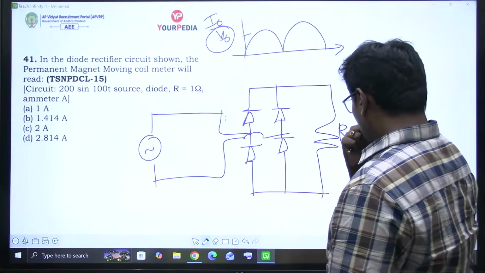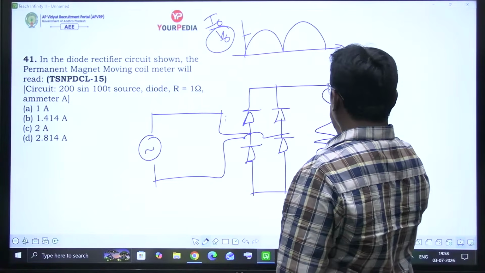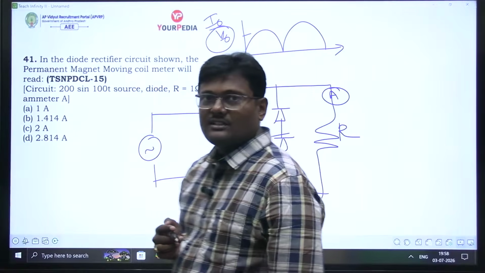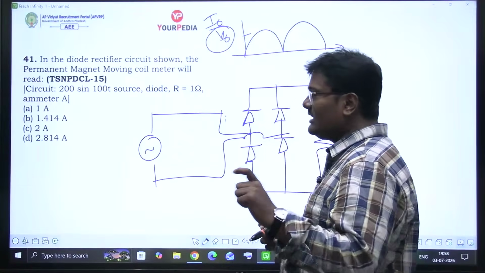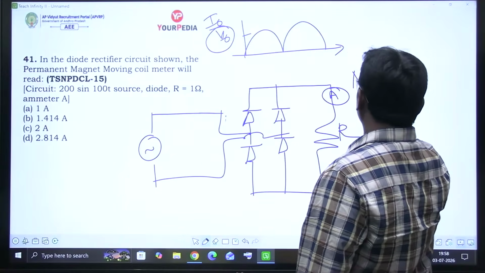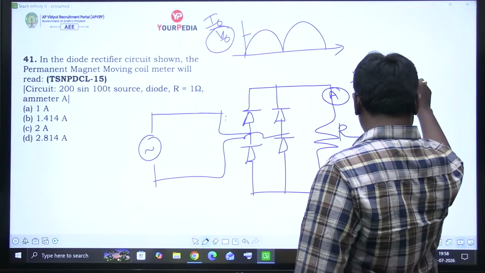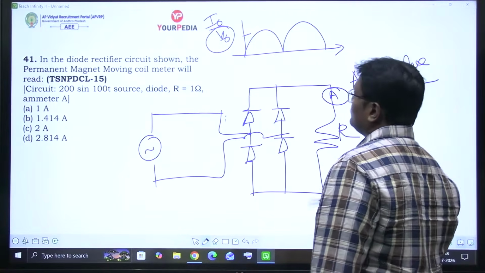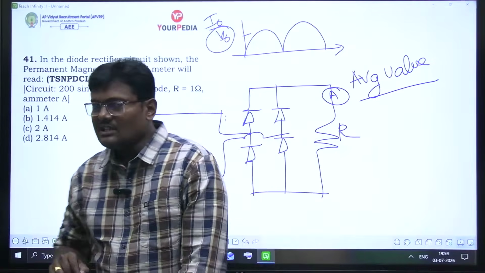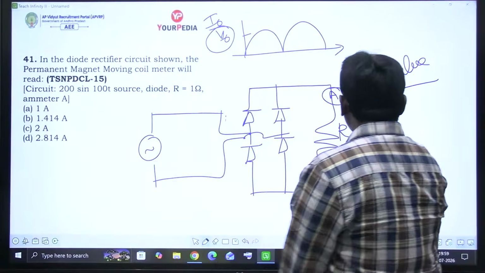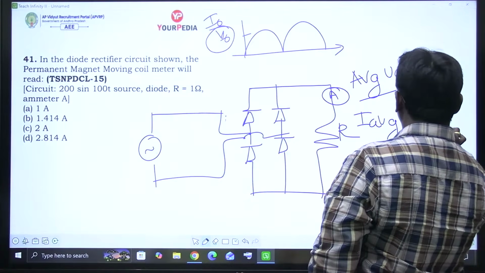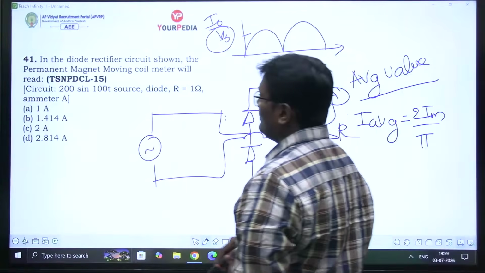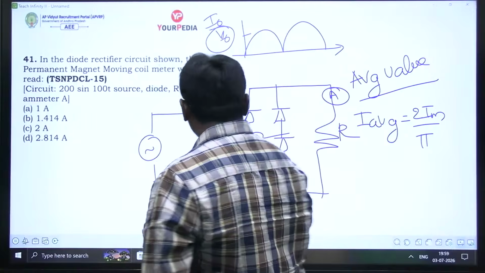So here he is connecting the ammeter. Ammeter is connected in series with the load. So it will read the average value. PMMC will give the average value. So what is the I average? Tell me for this waveform, I average is equal to 2Im by pi.